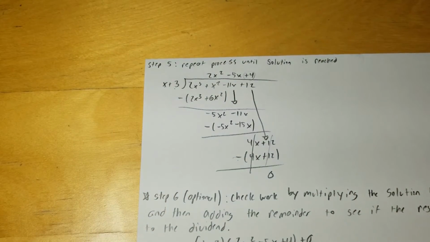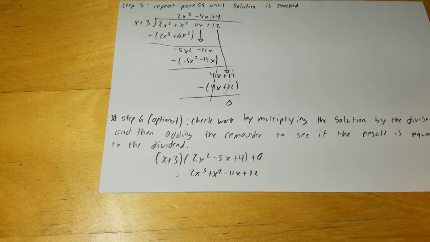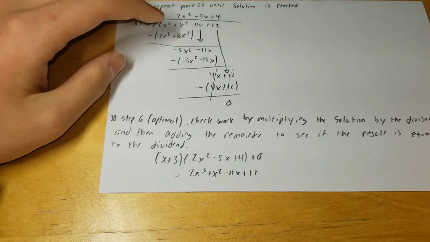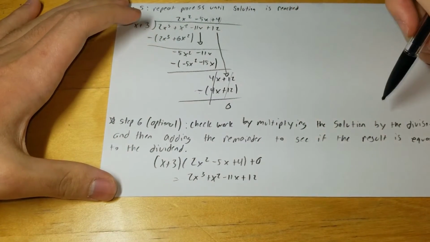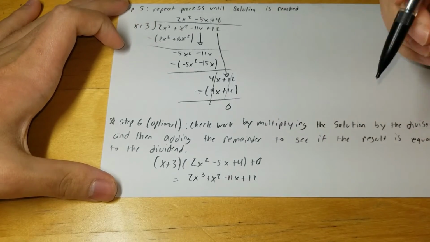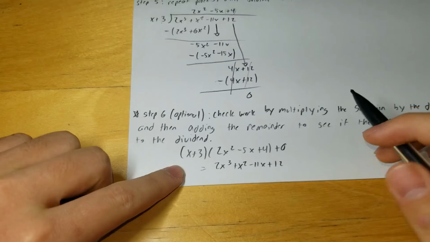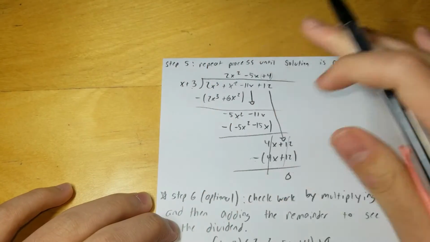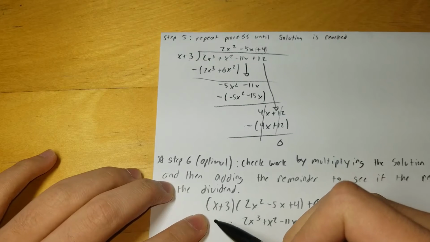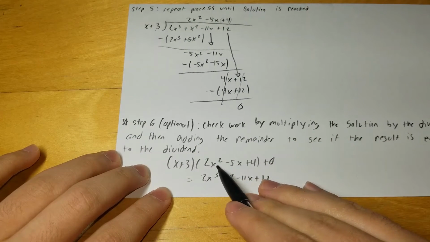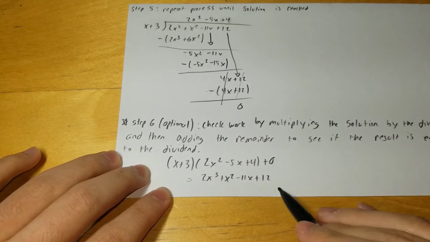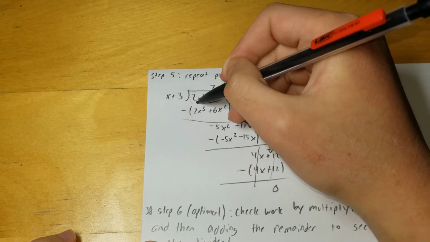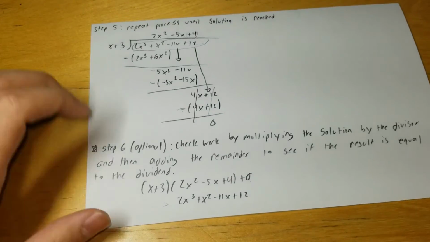Okay. And step 6 is optional, but I highly recommend it if you have extra time on your test and you just want to make sure your work is 100%. To check your work, multiply the solution by the divisor and then add the remainder to see if the result is equal to the dividend. So in this example, x plus 3 times 2x squared minus 5x plus 4, plus 0. That would give you this, which is the same as here. Okay, so that is it.